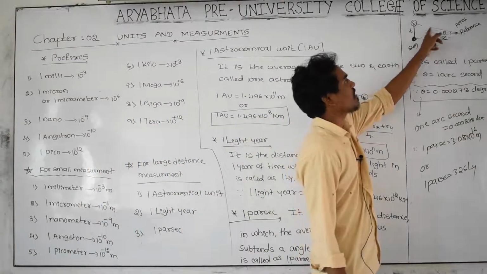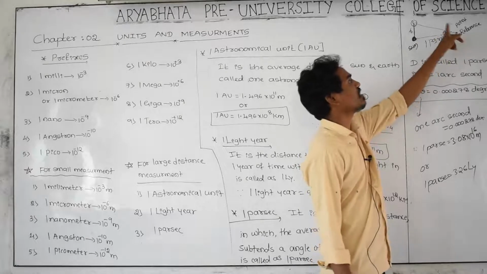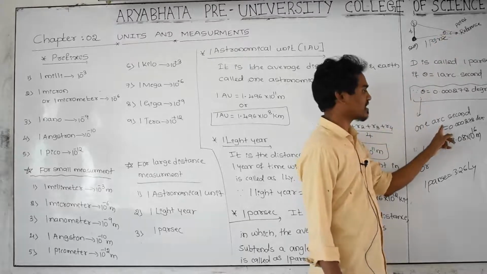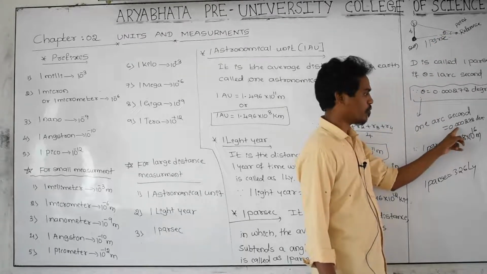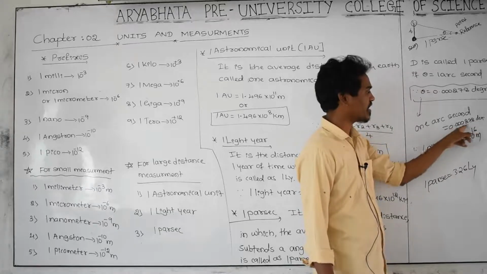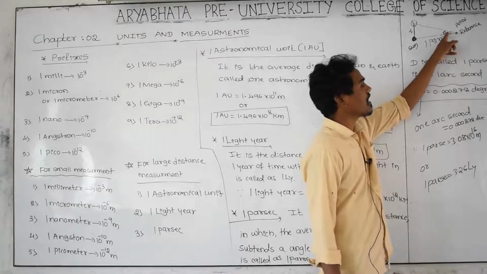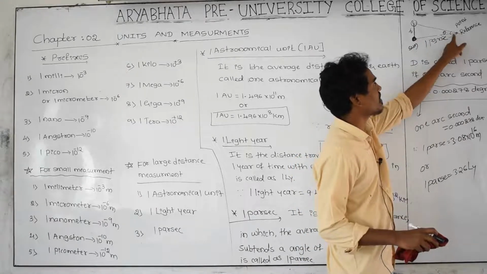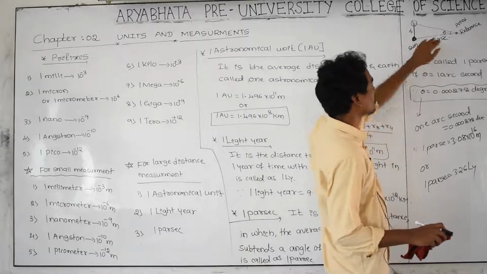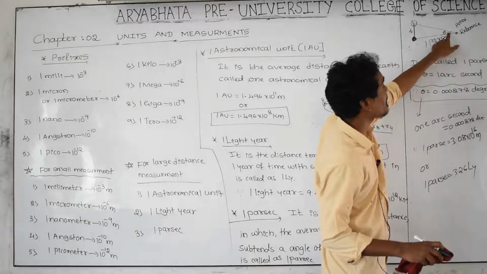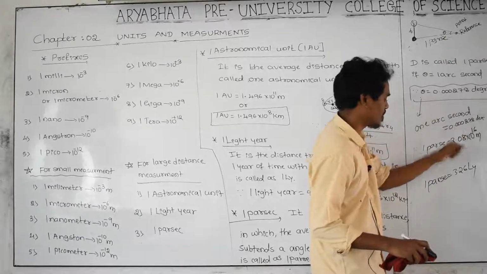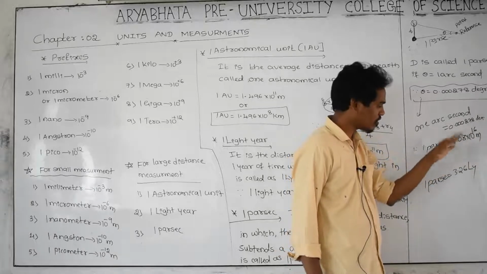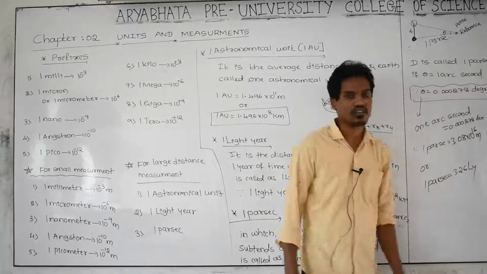Theta is the angle between the two lines, the reference point, and the sun. Between the two lines theta should be 1 arc second. 1 arc second means 0.000278 degree. This much degree is nothing but 1 arc second. If this angle is exactly 1 arc second, then this distance between sun and that reference point we are going to call 1 parsec. 1 parsec is equal to numerically 3.08 into 10 to the power of plus 16 meter, or in terms of light year 3.26 light year.